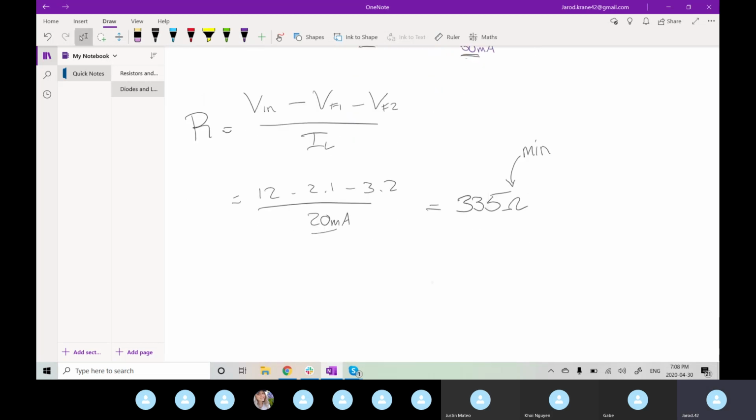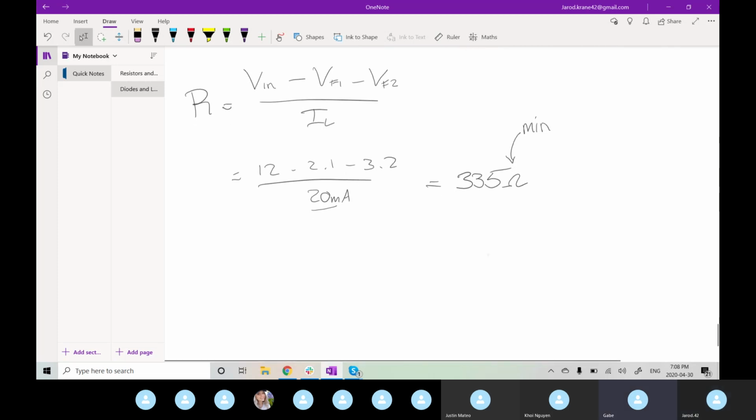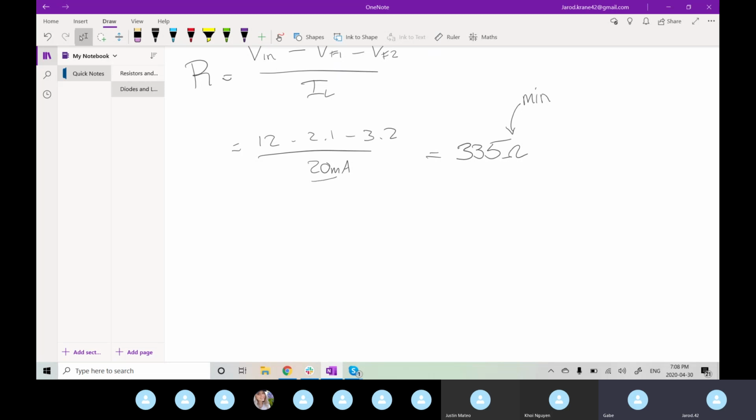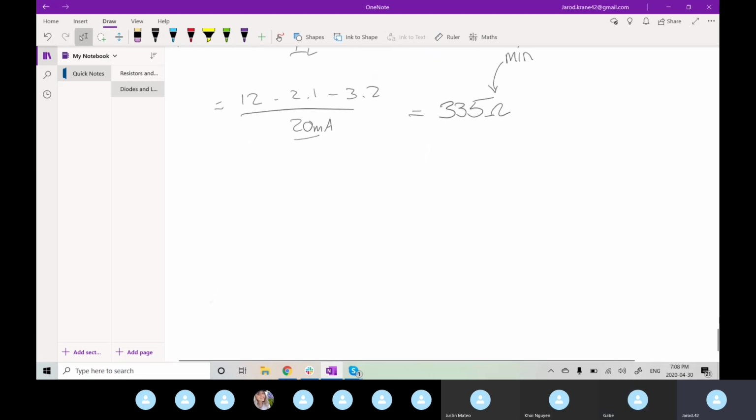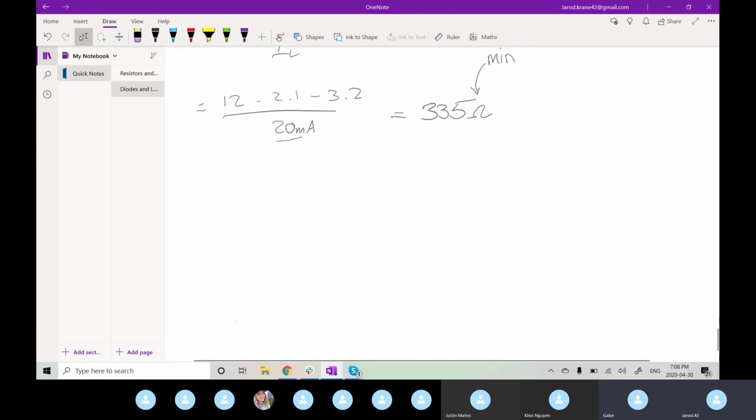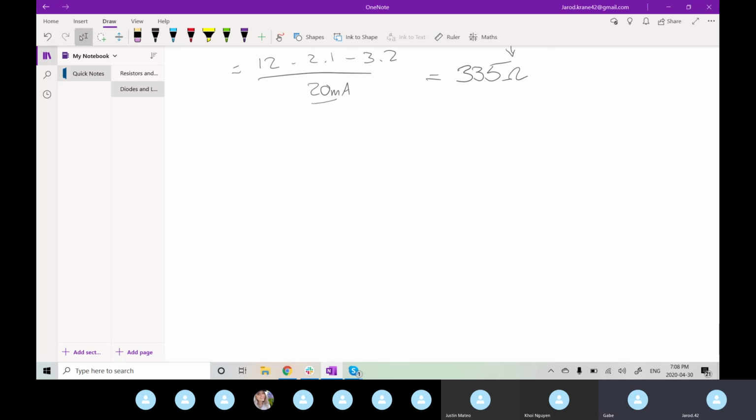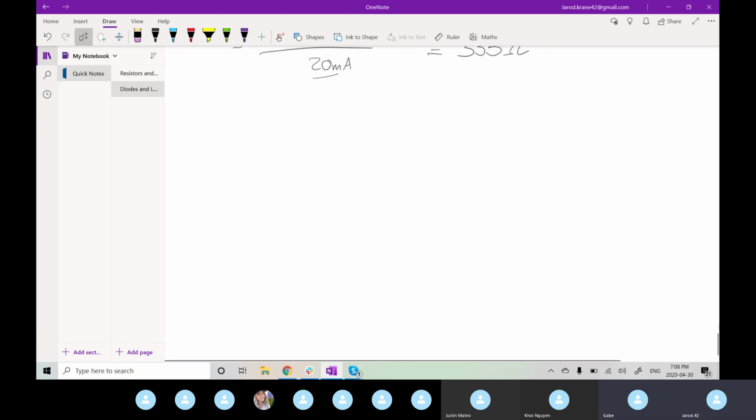Everybody, yes? Any questions on this? No? Do you have any other things, Jarod? This was it. I'm going to get you guys to actually do an LED resistor calculation. Yay, very challenging.